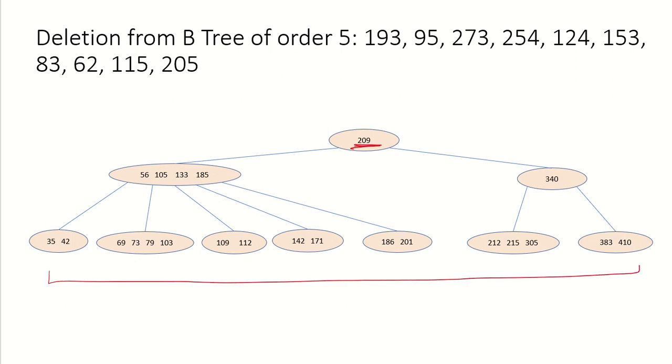So in this way you can take more examples and see how deletion from a B tree can be handled, and it depends upon whether the key that is to be deleted is lying in the leaf node or in the internal node.